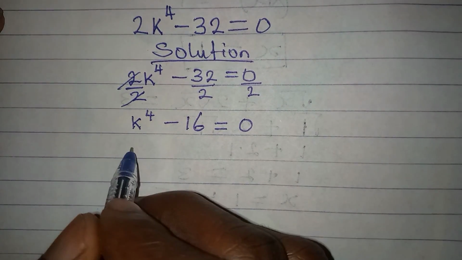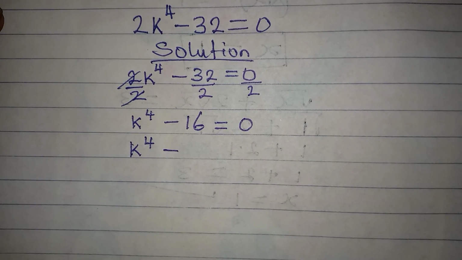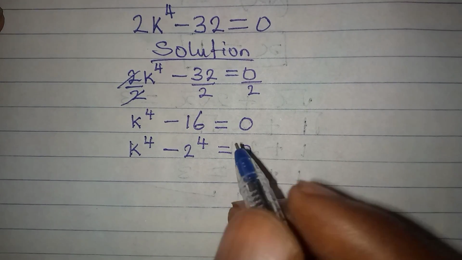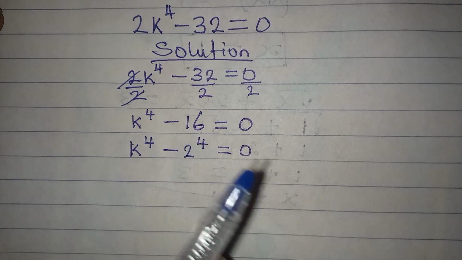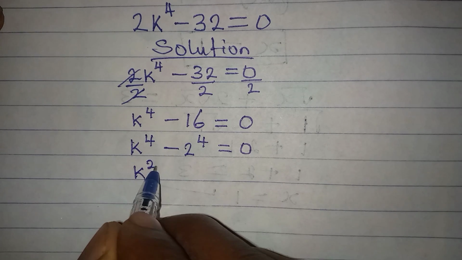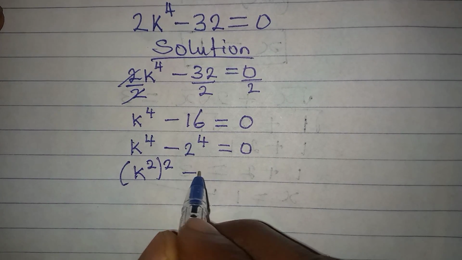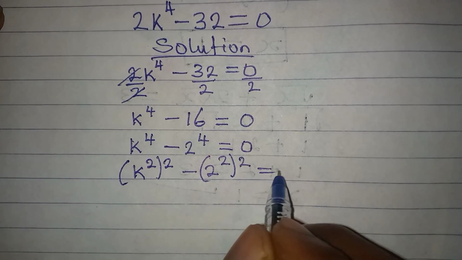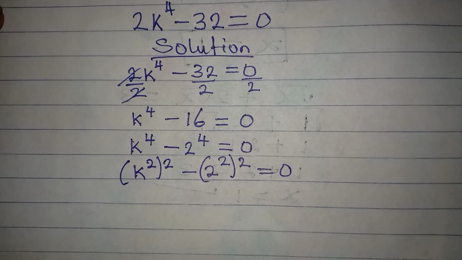Okay, so from here, k to the power of 4 minus 2 to the power of 4 will be equal to 0. This is because 2 to the power of 4 is equal to 16. Now, this is the same thing as k squared to the power of 2 minus 2 squared to the power of 2 equal to 0. I did this so that I can apply difference of two squares.